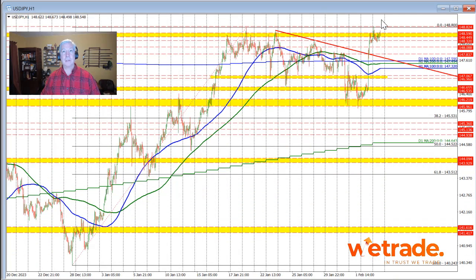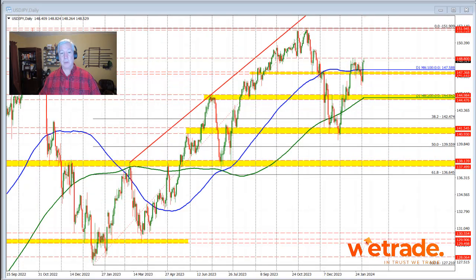Taking a look at the dollar versus yen, we moved up and actually surpassed the high price that we saw in the month of January. That level comes in at 148.80, and our high price today came in at 148.824 before rotating back to the downside in the Asian session. And now we're moving back to the upside, currently trading at 148.504. So the price is heading back up toward that 80 level.